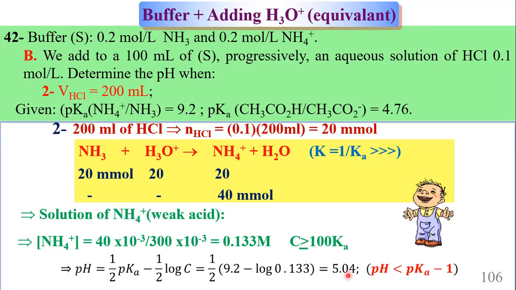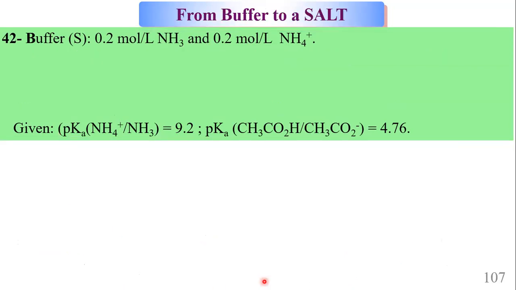Okay, so again, that fits, of course, the simplified equation for a weak acid. Now a buffer, the same buffer, 0.2 ammonia with 0.2 ammonium.